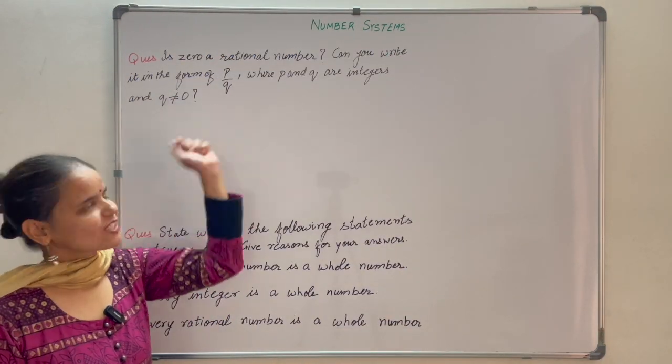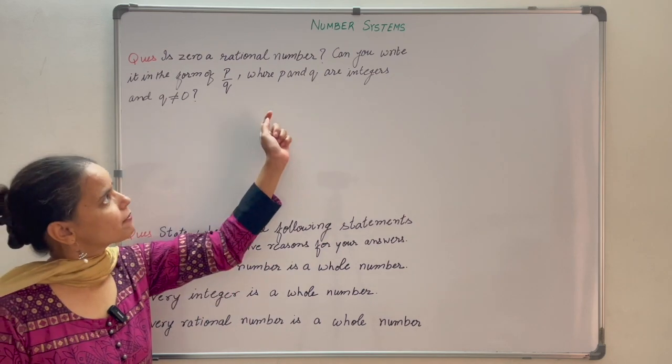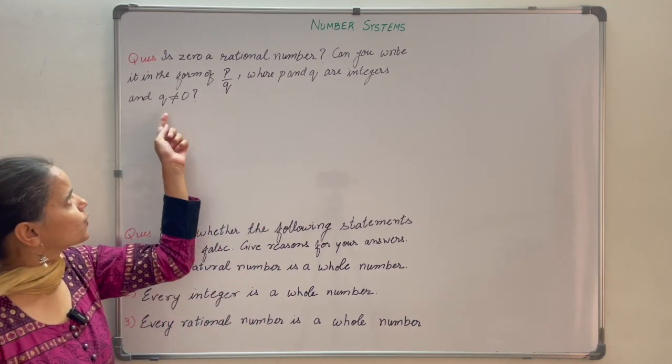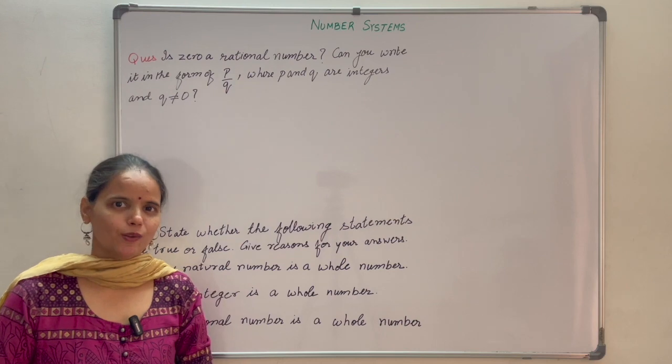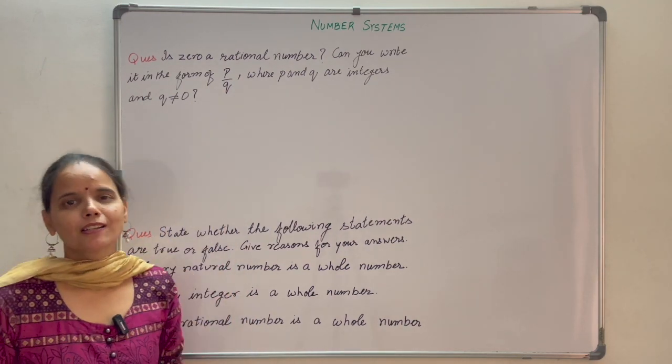Question, is 0 a rational number? Can you write it in the form of P by Q, where P and Q are integers and Q is not equal to 0? So in the first part of the question, it is being asked, is 0 a rational number?